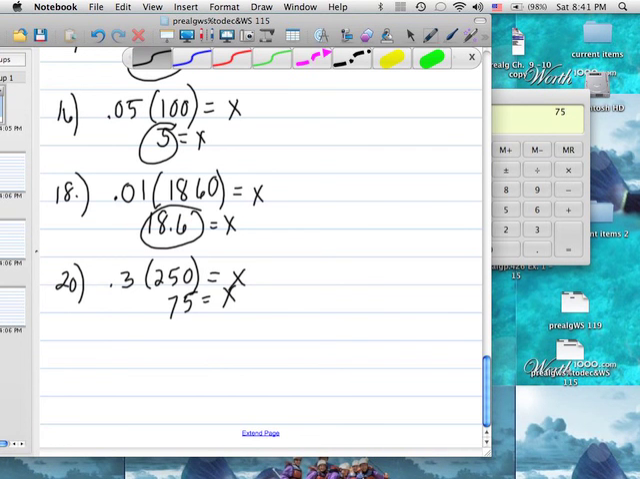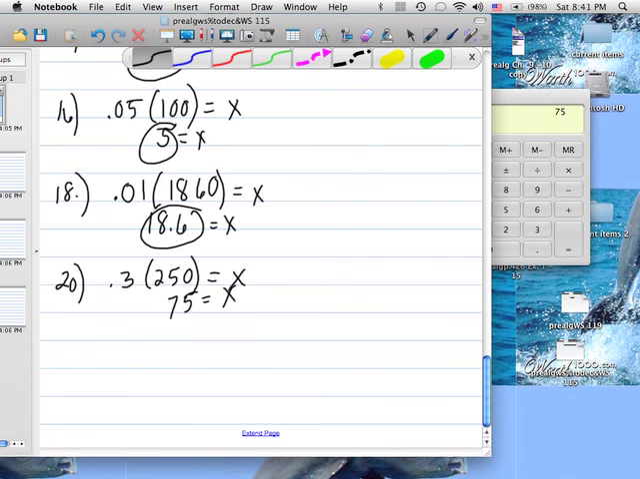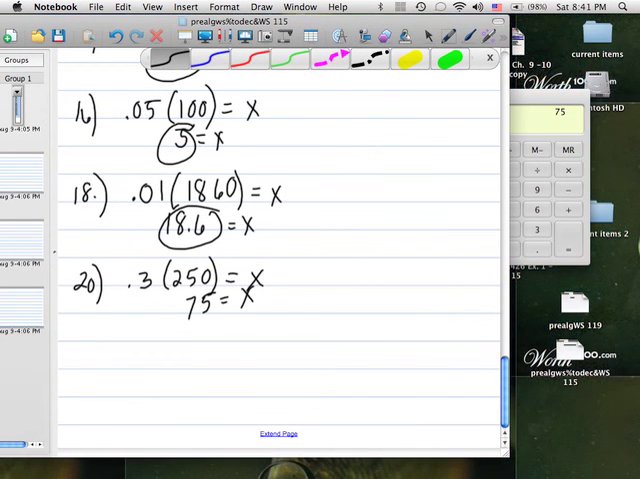That concludes the evens that I want you to do from worksheet 115, so stop with number 20. Be sure and check your answers on your worksheet as you do the odds.